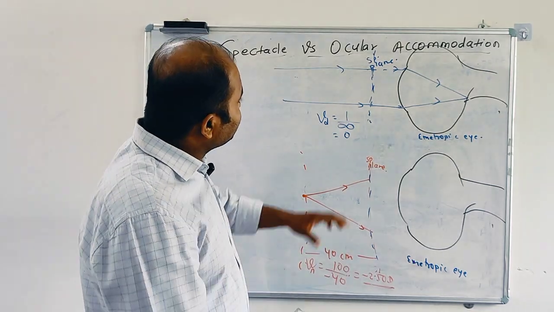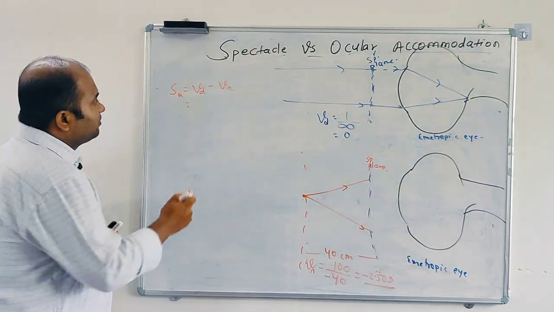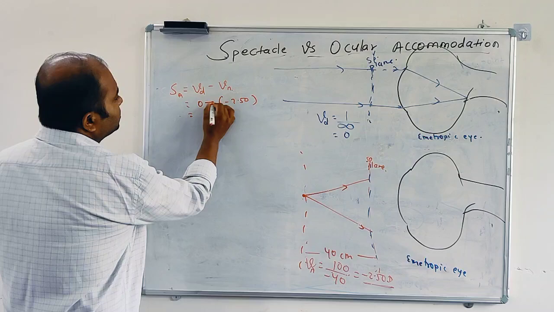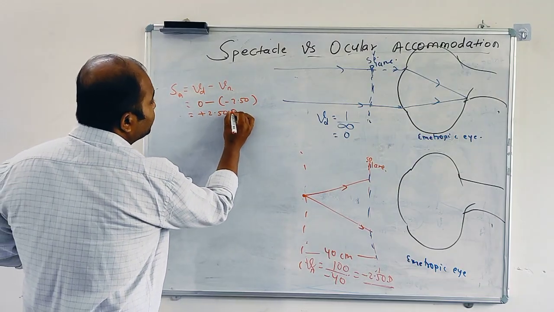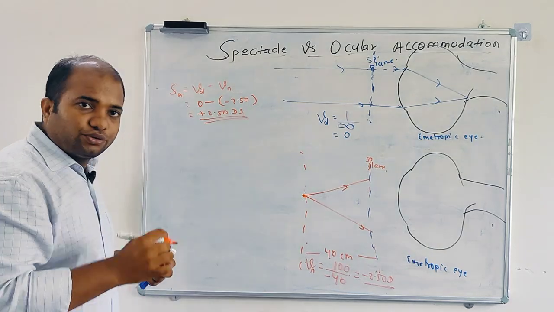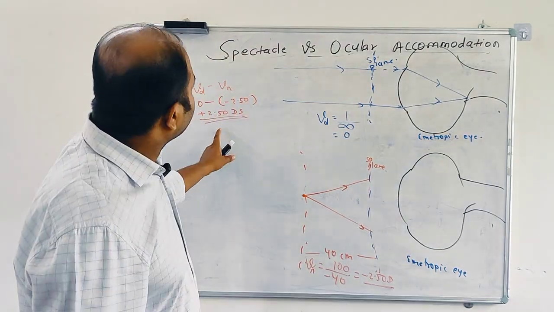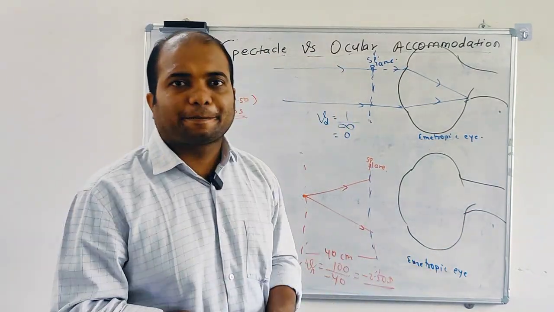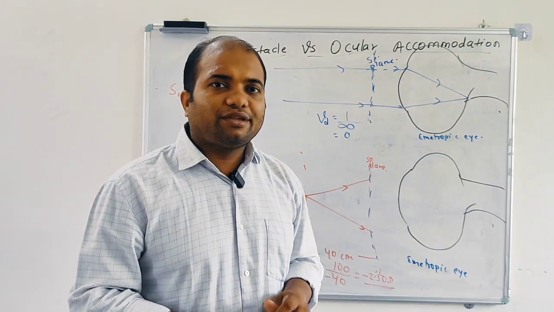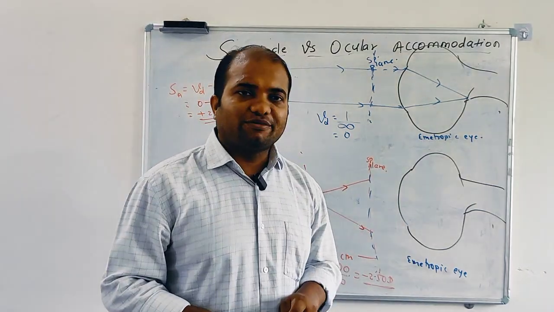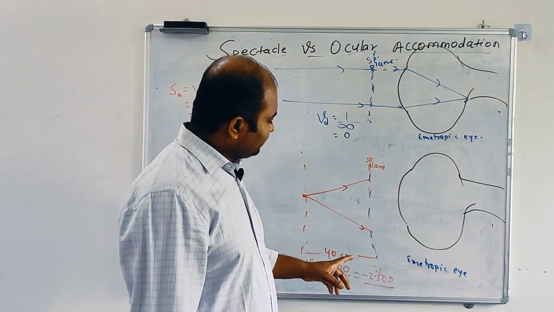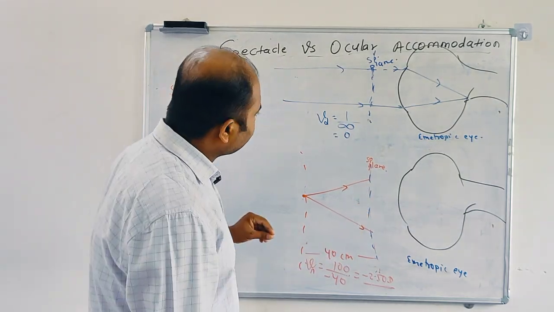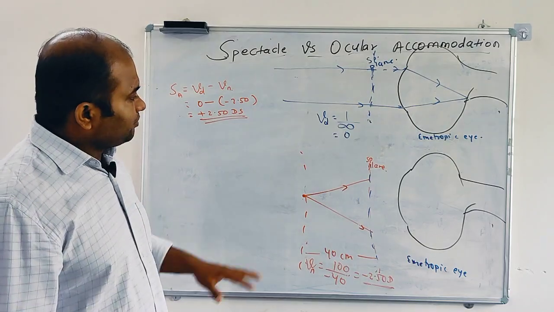So this change in vergence, VD minus VN: VD is 0 minus minus 2.5 diopter. So how much is it? Plus 2.5 diopter accommodation is required, to nullify this light so that it gets focused on the retina. Am I right? When we are discussing ocular accommodation, that time we'll see how much change is required. Okay, so this is about the emmetrope.